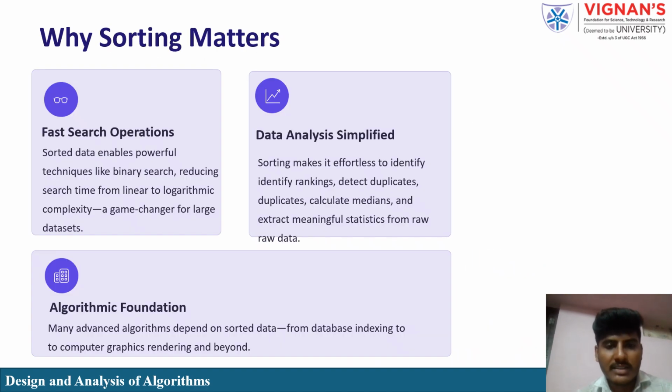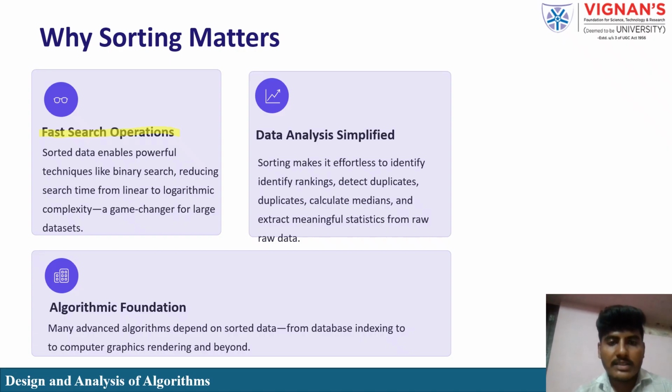Why sorting matters? The importance of sorting can be explained with the help of three key points. The first one is fast search operations. Sorted data allows binary search. Search time reduces from the time complexity of big O of n to big O of log n, which means we can cut the search space in half each step. It is very efficient for large data sets.